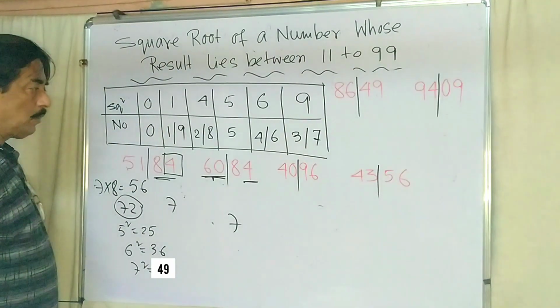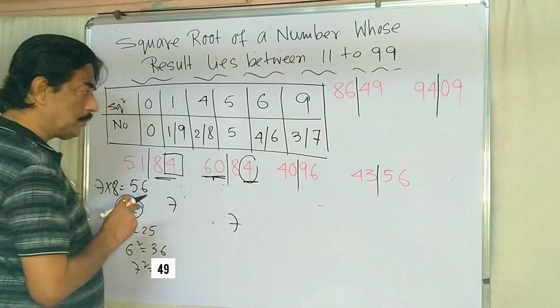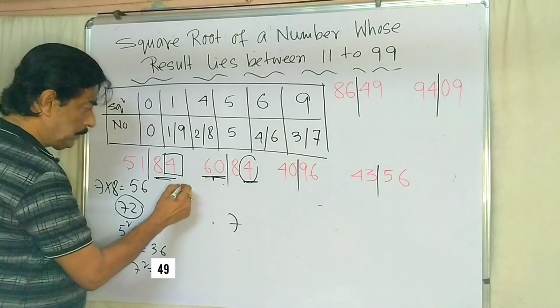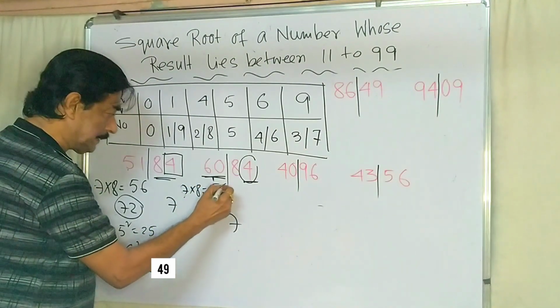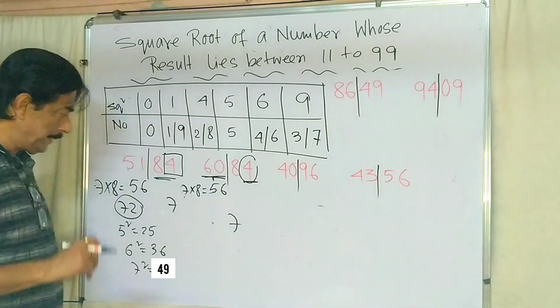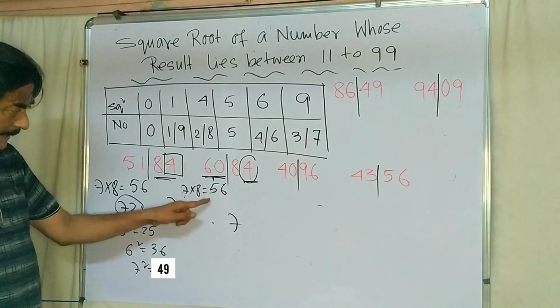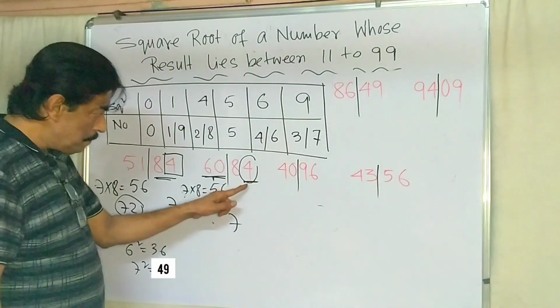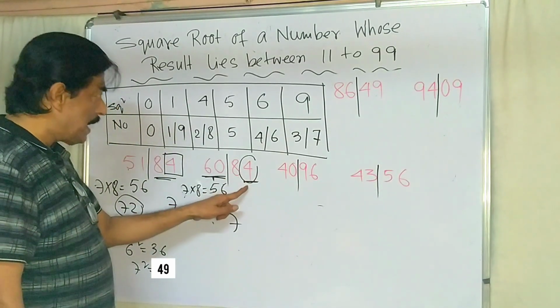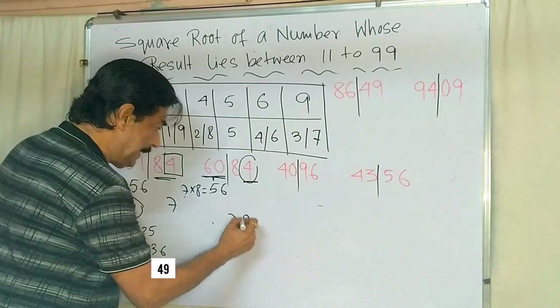Fine. Now under 4 there are 2 numbers. One is 2, second is 8. You have to consider which one is right. 7 multiplied by the next higher number 8, the result is 56. Now observe, in this case the result was more. In this case the result was less. If it is less, we have to consider the higher number, the greater number under 4, means 8. So your result is 78.